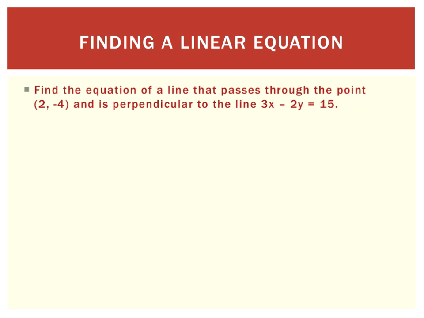So now, if we wanted to find the equation of a line that passes through the point (2, -4) and is perpendicular to the line 3x minus 2y equals 15. Well, we've got some work to do. First, we have to look at what is the slope of the line that's given to me? How about you all try to figure out the slope of the line given to me? It's given to me in standard form, so I might want to rewrite that somehow to figure out the slope of that line.